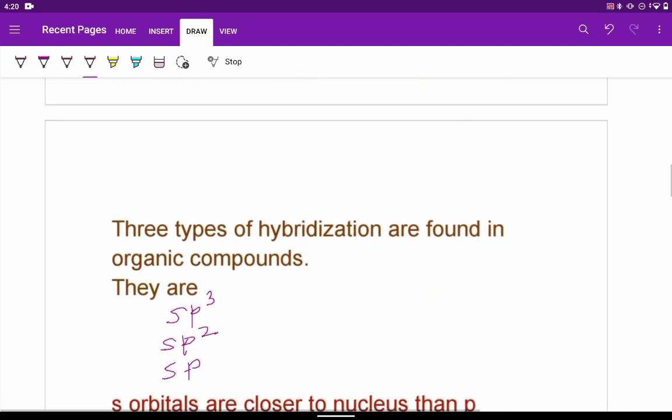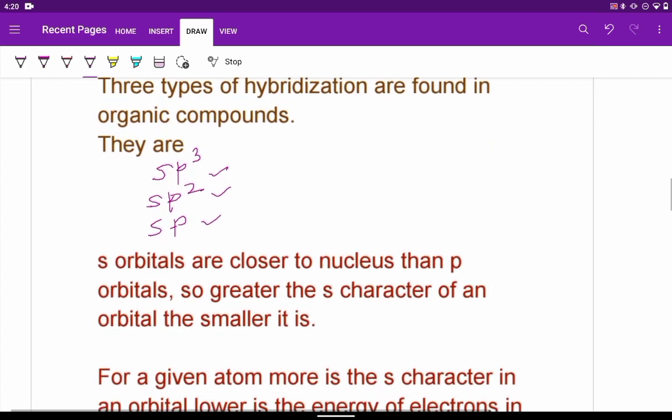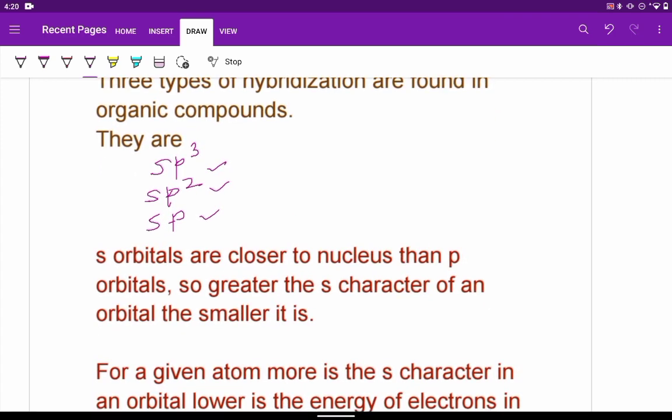Now there are three types of hybridization which are found in organic compounds. They are sp3, sp2 and sp. So 1s orbital and 3p orbitals, if they participate, we get 4 equivalent sp3 hybrid orbitals. 1s orbital and 2p orbitals hybridize to give sp2 orbitals. 1s and 1p orbital together hybridize to form 2 sp hybrid orbitals.